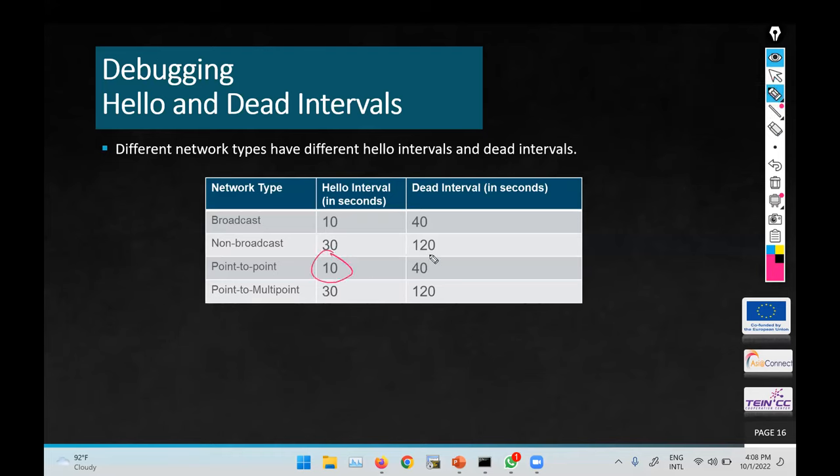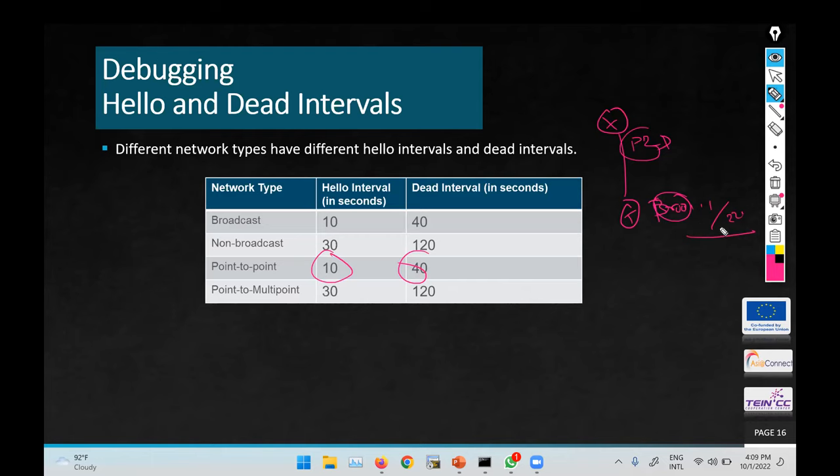So you have to remember those things, whether you are configuring point-to-point, broadcast, non-broadcast, or point-to-multipoint. Say you are configuring one side as point-to-point and another side as broadcast or non-broadcast. If it is broadcast and non-broadcast, the hello and dead interval are the same, so it will come up, right? But if you configure one as point-to-point and another as point-to-multipoint, the hello and dead intervals are not the same, right?